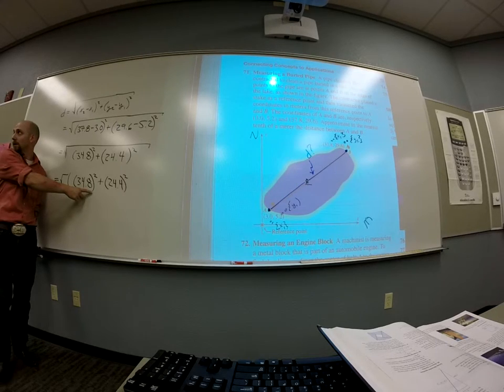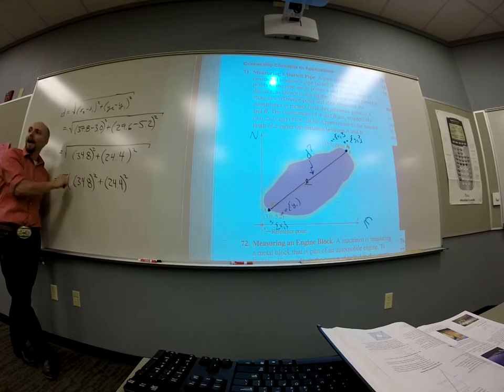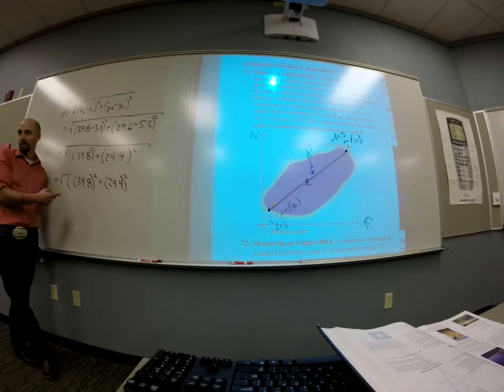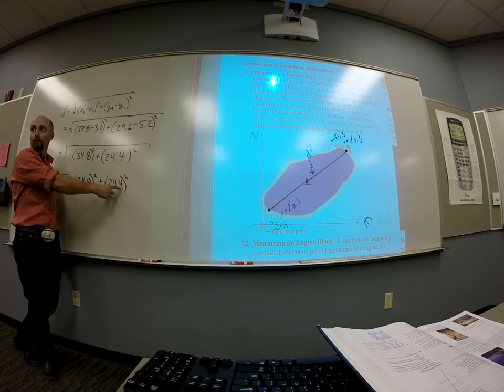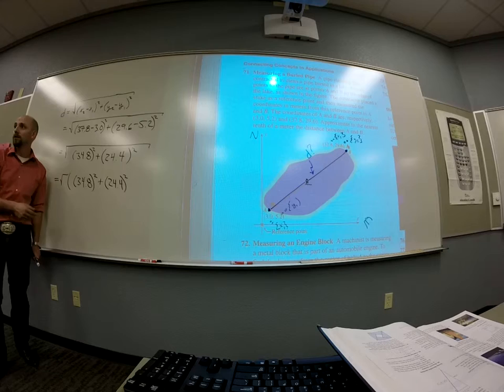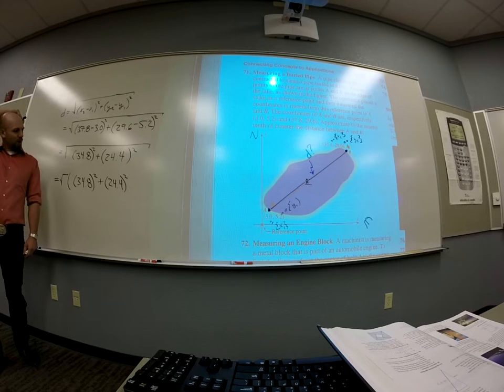Why? Because I'm squaring the thing first. There's no operation done in here. So whether I have these or not, it still tells the calculator to square 34.8. You guys with me on that? This one still squares 24.4 regardless. So I don't need either set of parentheses there. What else have I forgotten?